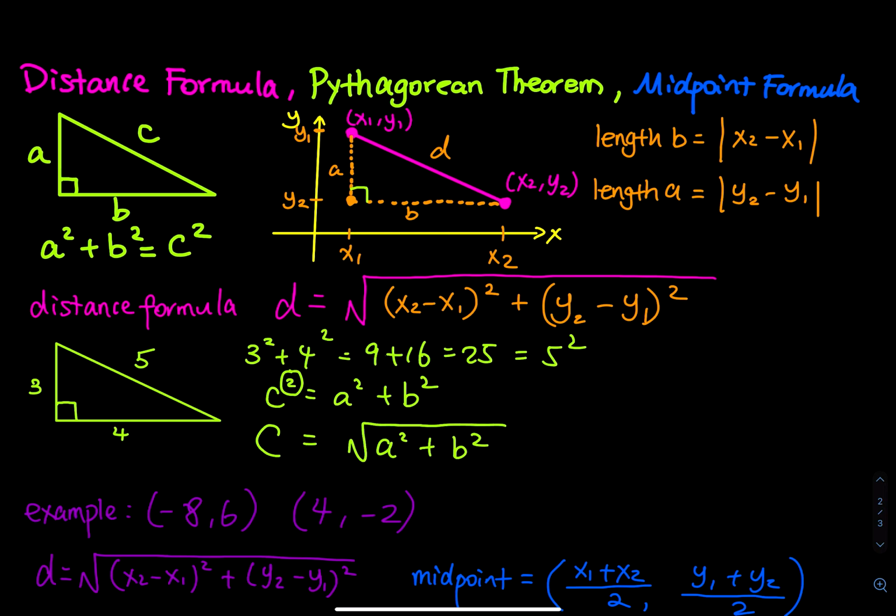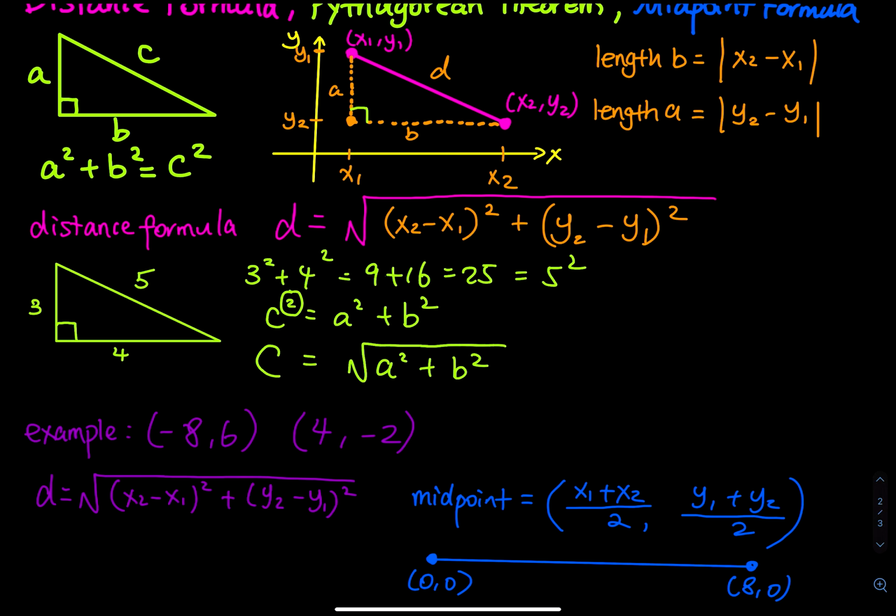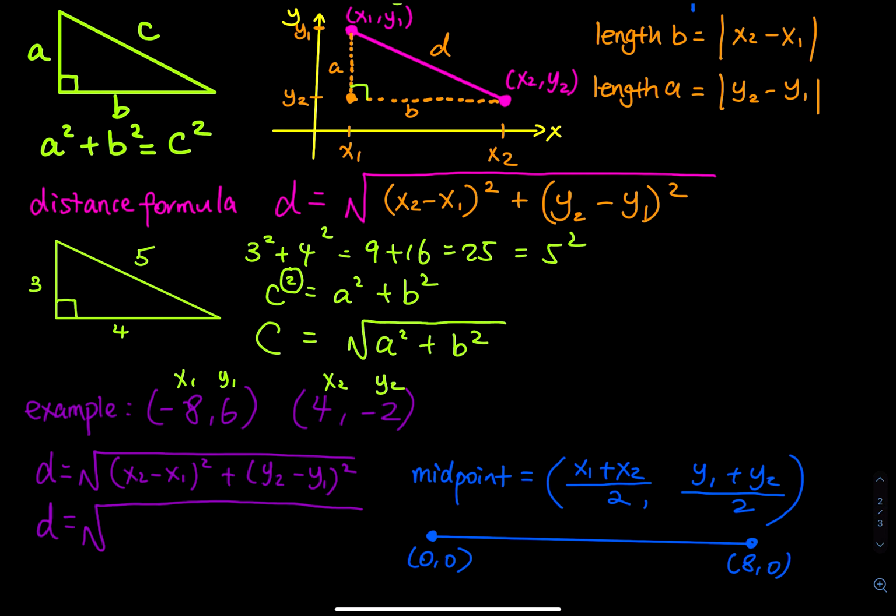Okay, so let's put this on an example. I have 2 points. The first point is negative 8 comma 6. The second point is 4 comma negative 2. I don't need any graph. So the first step is I will just label them. So I will just call this x1, y1, and then call this x2, y2, and then I will just apply the formula. So let's apply the formula. We have the formula. So d is equal to the square root of x2 minus x1, which is 4 minus negative 8, and then square, plus negative 2 minus 6 square.